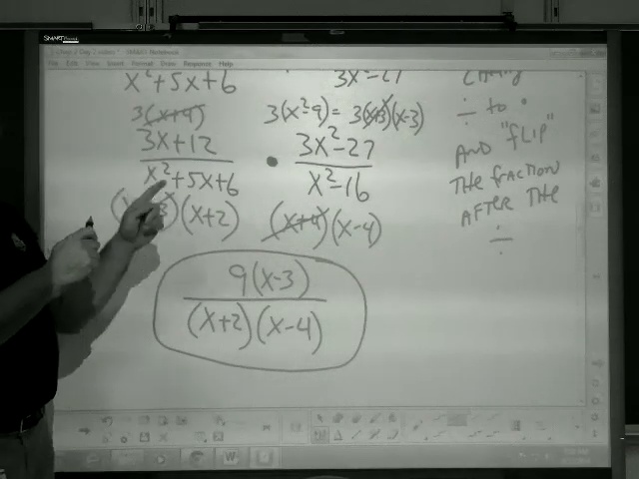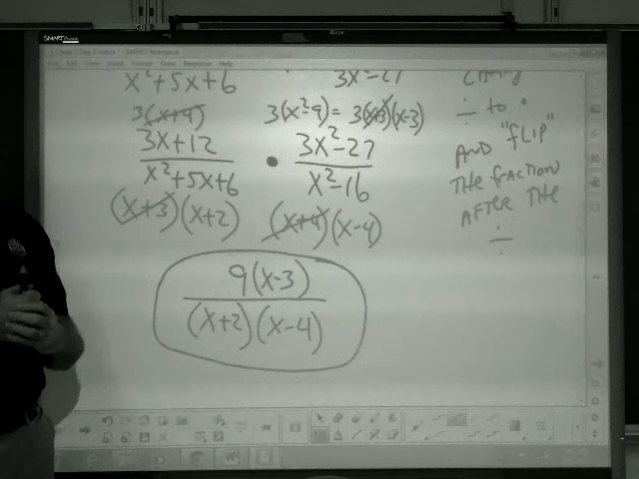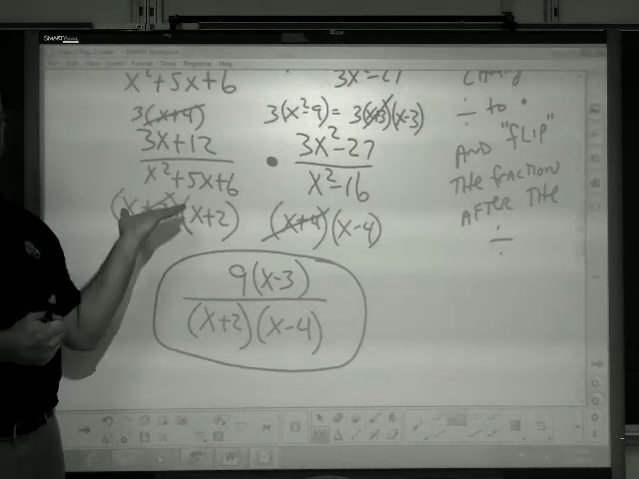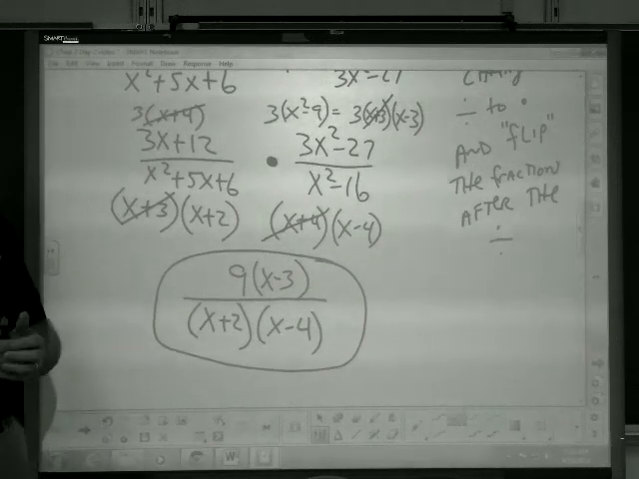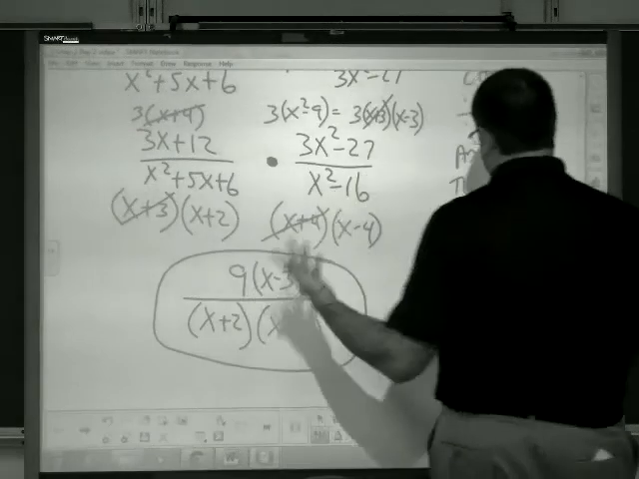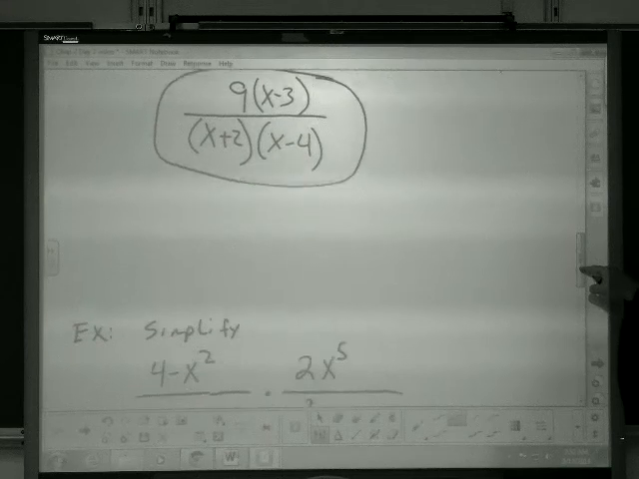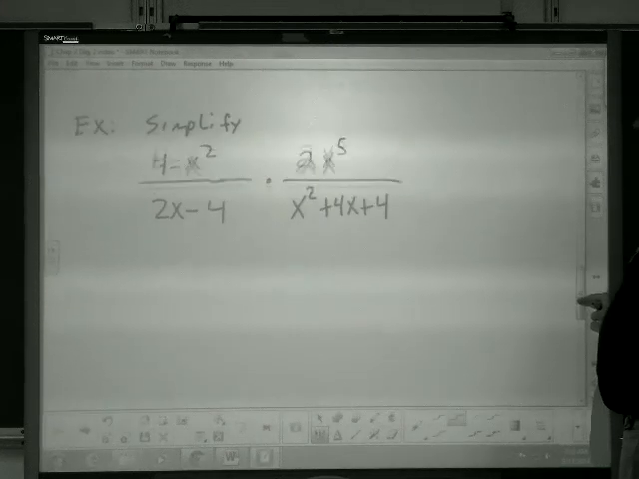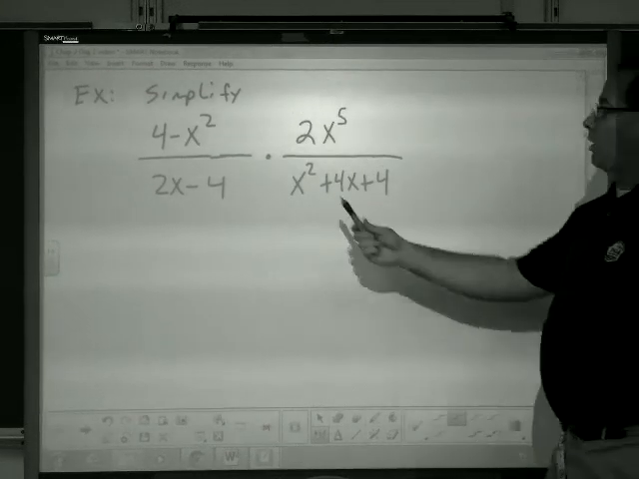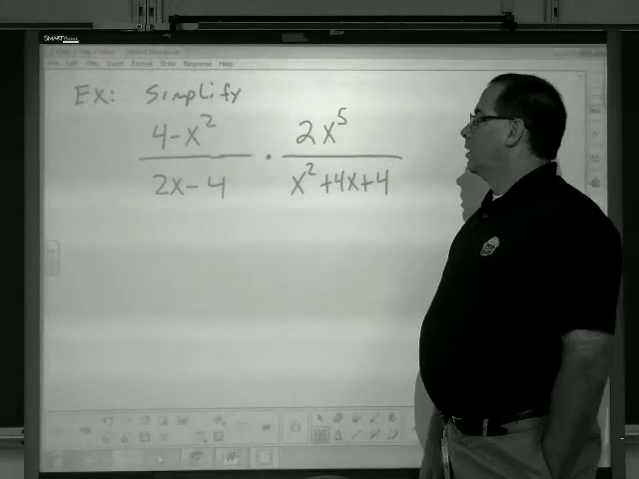Keep, change, flip, and then factor and reduce. You have to be able to factor to solve this question. And again, this is just like Algebra 1, but some of the factoring might be a little bit more difficult, is all. Okay? Let's take a look at this problem. It already is multiplication.